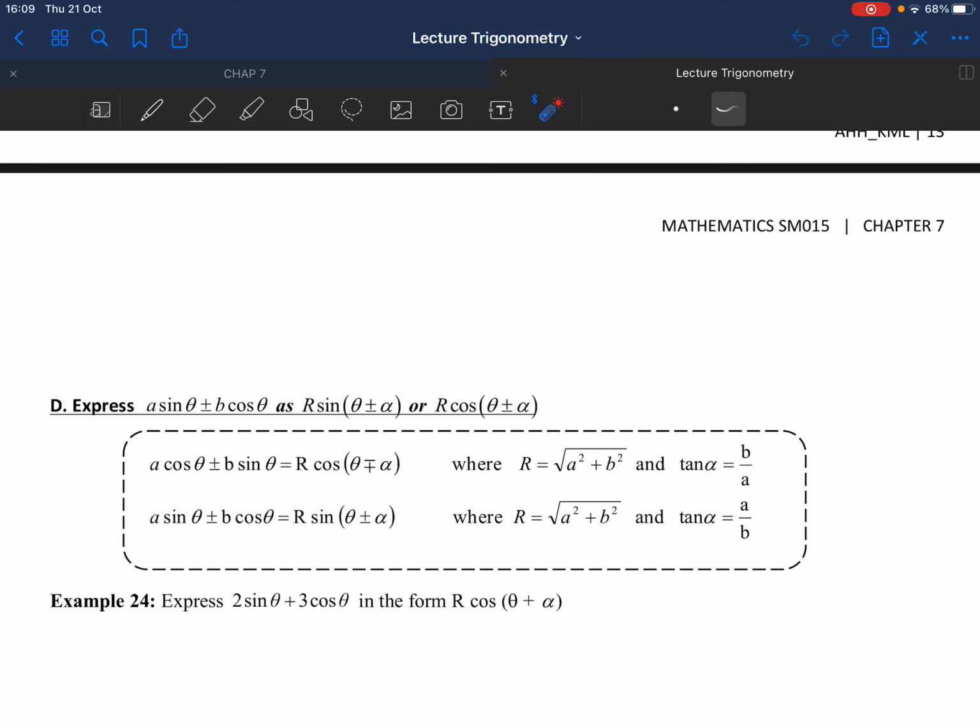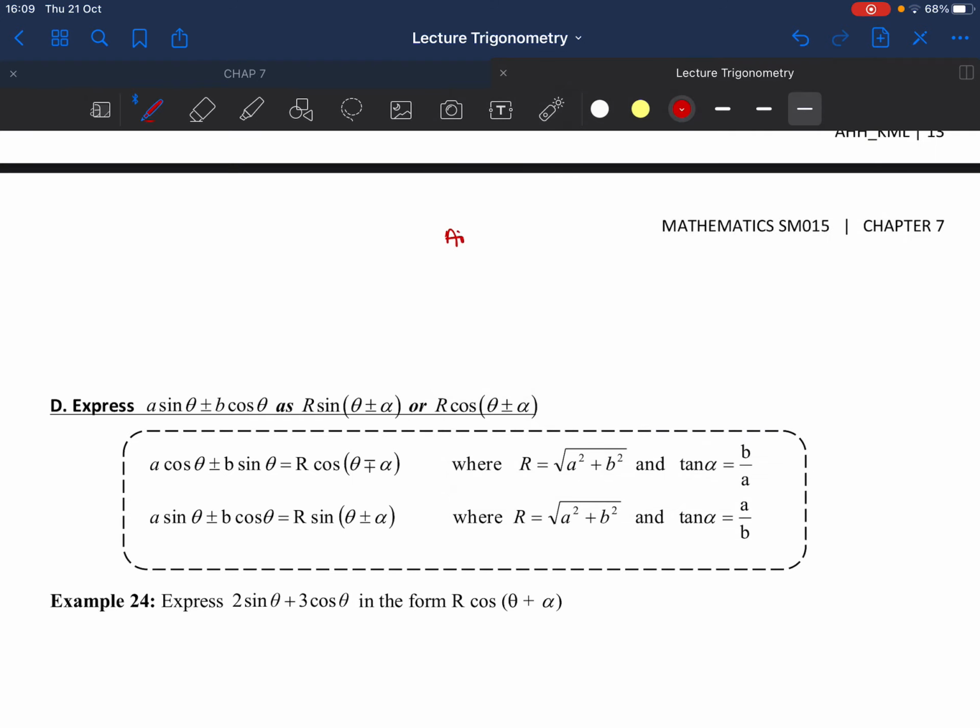We have R form. Maksudnya kat sini, kalau kita tengok kat sini, kita ada A cos theta plus minus B sin theta is equals to R cos theta minus alpha, ataupun plus alpha. Okay, so here is your R form. So kalau kamu perasan dekat sini, kita ada compound angle.